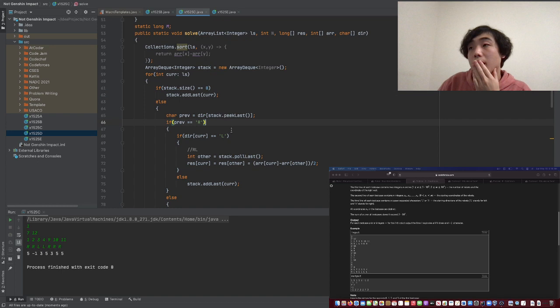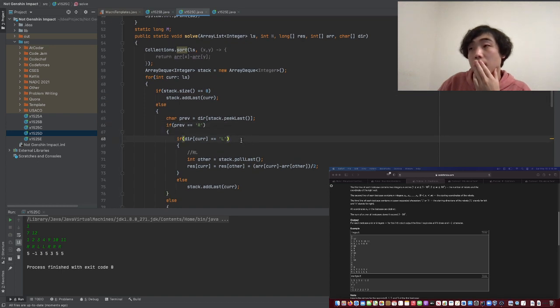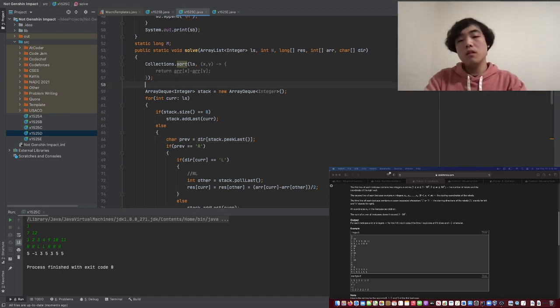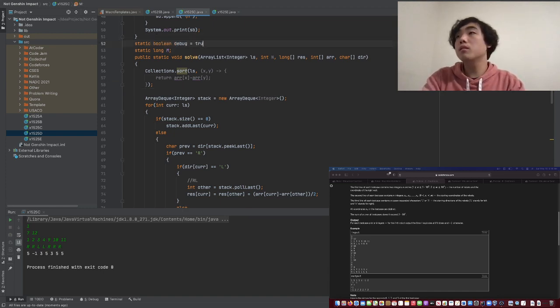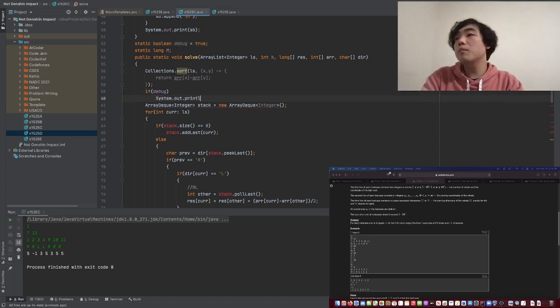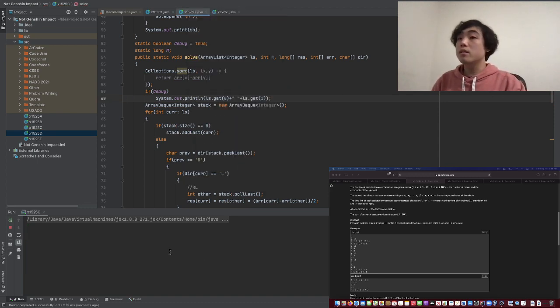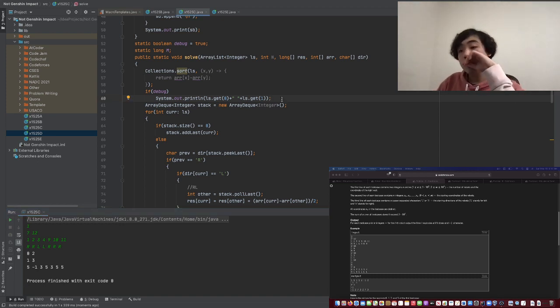Talk to add last, peek last. If the previous is equal to R, the direction of this. Okay, so we can do static boolean debug is equal to true. If debug, system.out.println ls.get 0, ls.get at 1. These should be the locations of 1 and 3. Yeah. Okay.